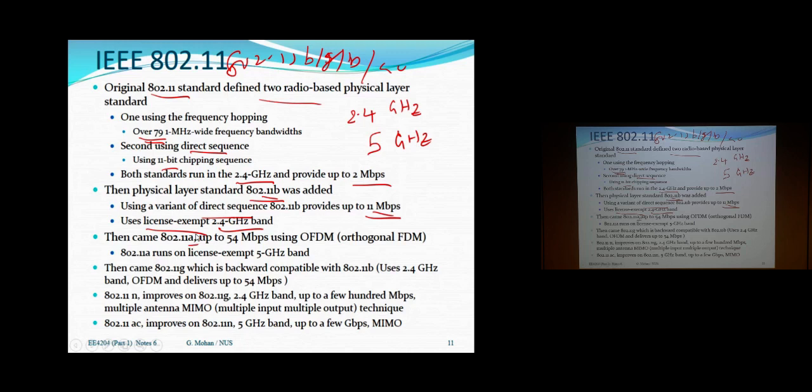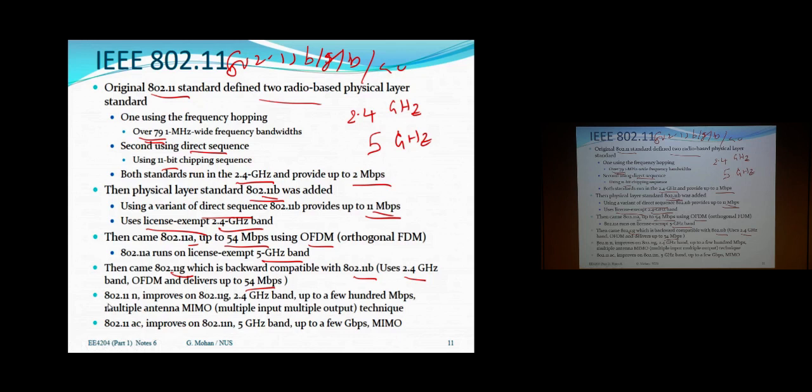First came B, then A. It could provide up to 54 Mbps, but it uses the orthogonal FDM technique, and it runs on the 5 gigahertz band. It's not that popular now; we usually see BGN. Then came G, 802.11G. It's backward compatible with B. It uses 2.4 gigahertz, and the data rate is up to 54 Mbps.